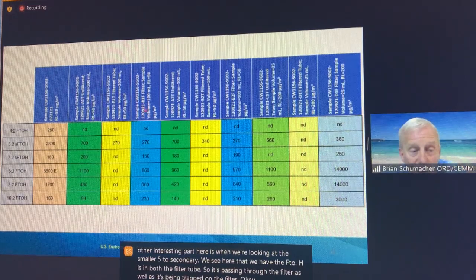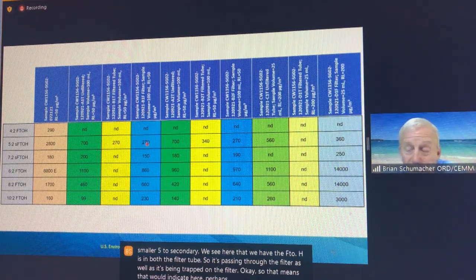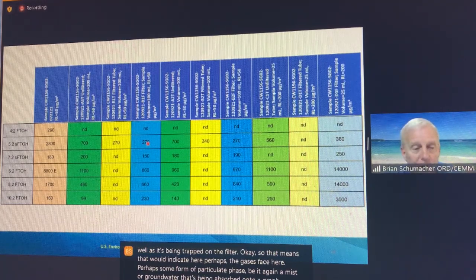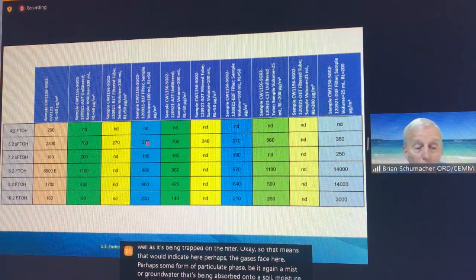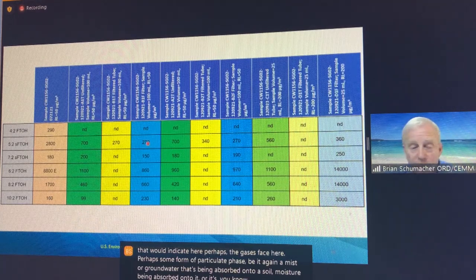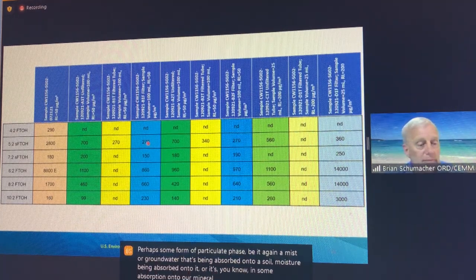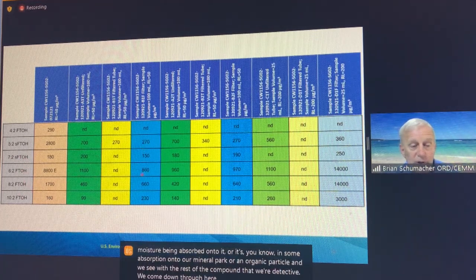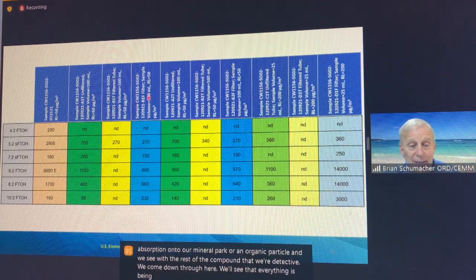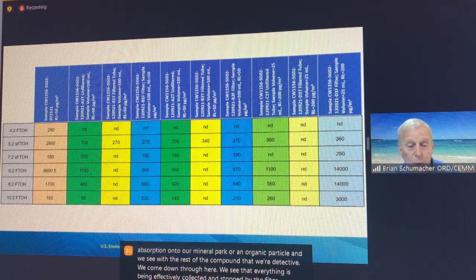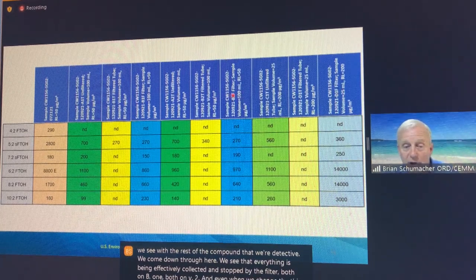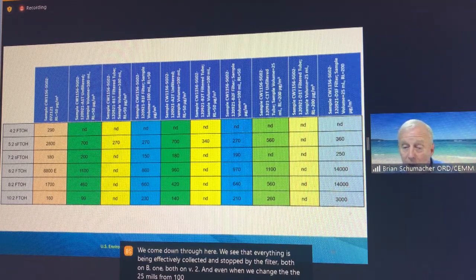Okay? So that would indicate perhaps a gaseous phase here, and perhaps some form of particulate phase here, be it, again, a mist, or groundwater absorbed onto soil moisture, or absorption onto a mineral particle or an organic particle. And we see with the rest of the compounds that were detected, as we come down through here, that everything is being effectively collected and stopped by the filter, both on B1 and B2. And even when we change from 100 mil sampling to 25 mils, it's still being caught on the filter itself.